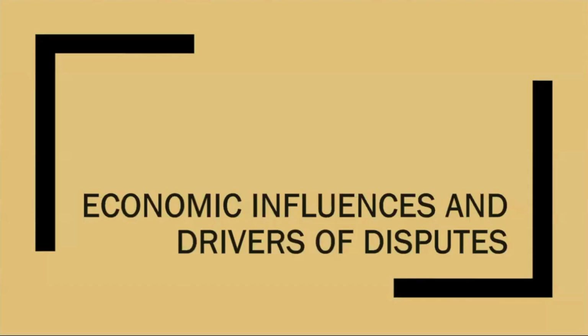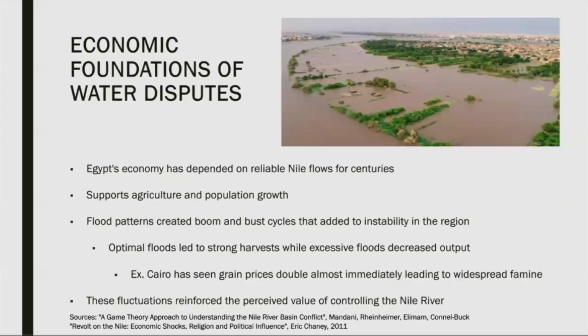Now we're going to go into some of the economic influences that drive this dispute. So, as we previously mentioned, Egypt's economy has depended on the Nile for centuries. It supports agriculture and population growth, while these flood patterns created boom and bust cycles that again added to the instability in the region. For example, optimal floods lead to strong harvests, while excessive floods, like you see in this photo, can lead to decreased output.